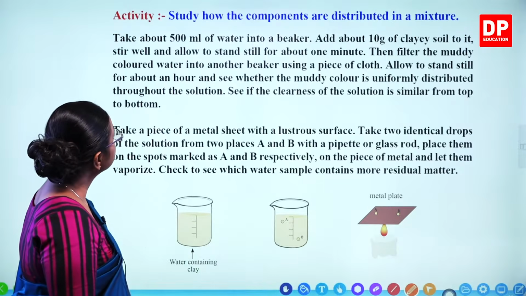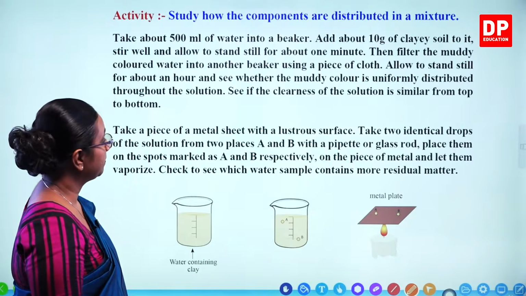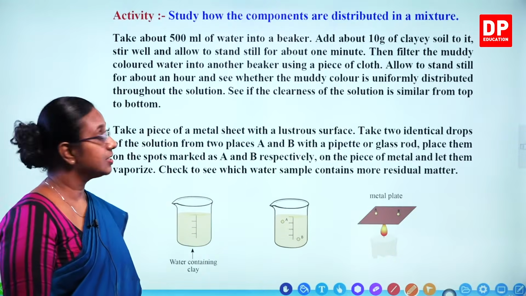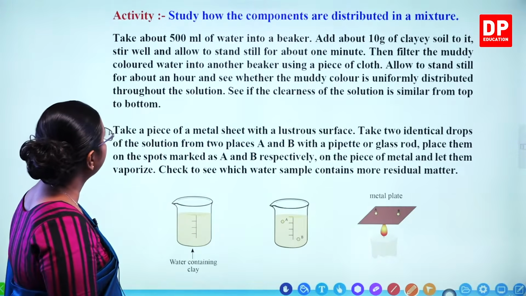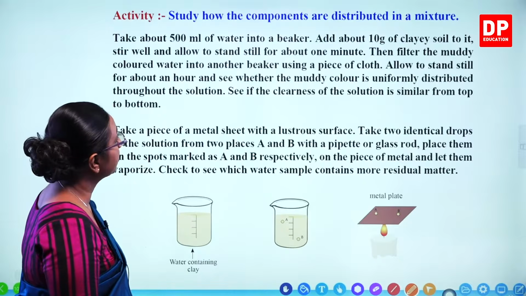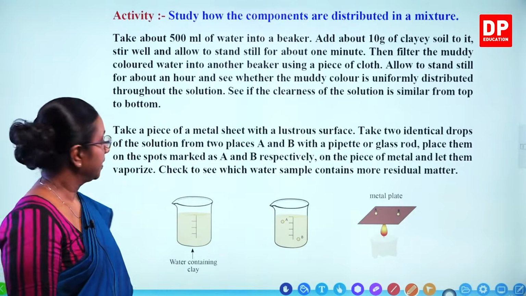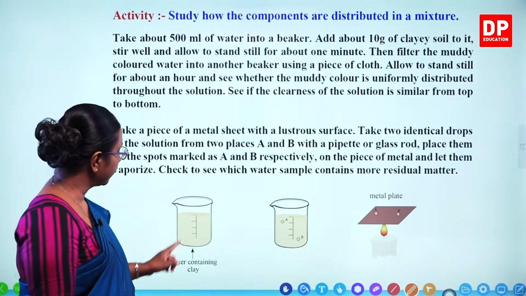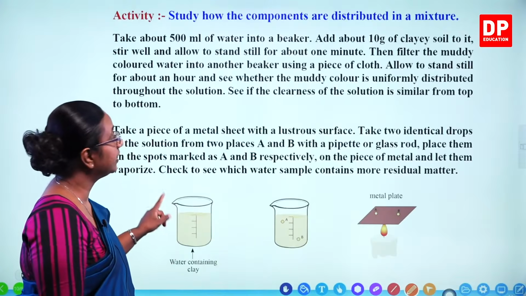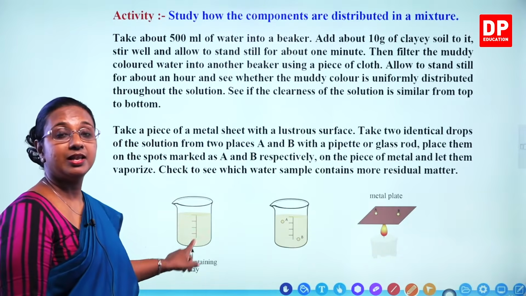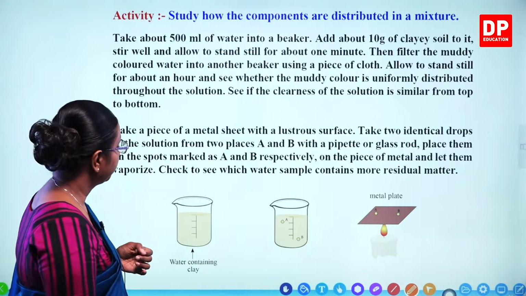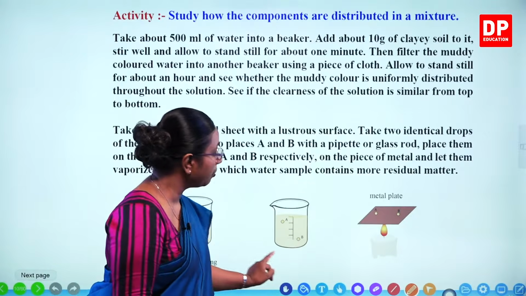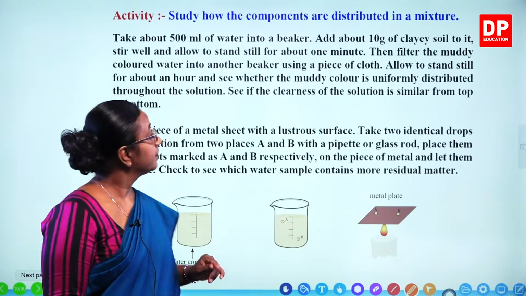Take about 500 milliliters of water into a beaker. Add about 10 grams of clay soil to it. Stir well and allow to stand still for about 1 minute. So this is the first picture. You can see a mixture containing clay soil dissolved in water. Then after we stand it, you can observe how it will look like.